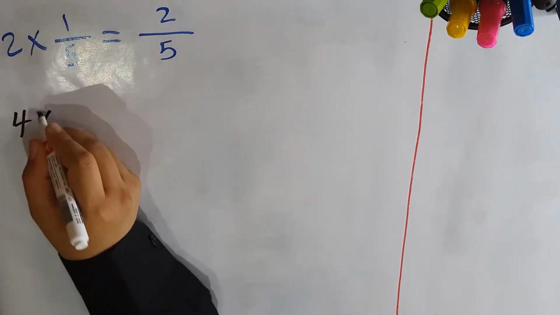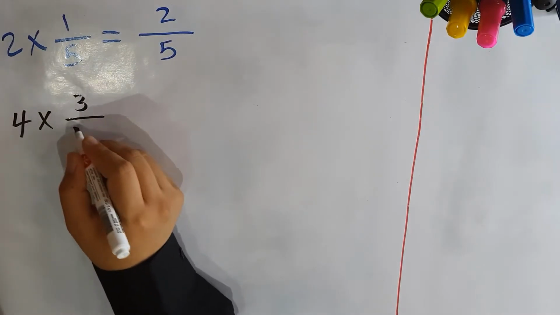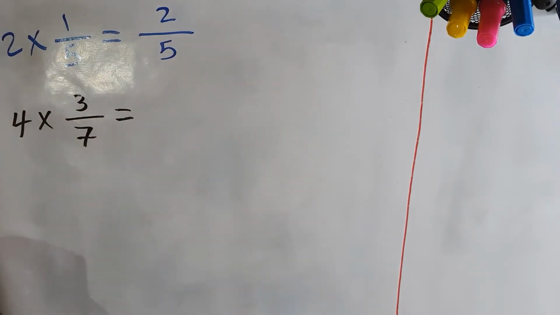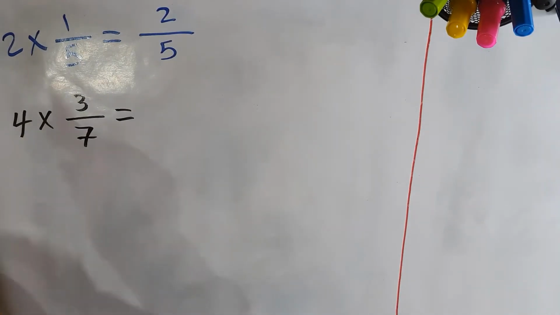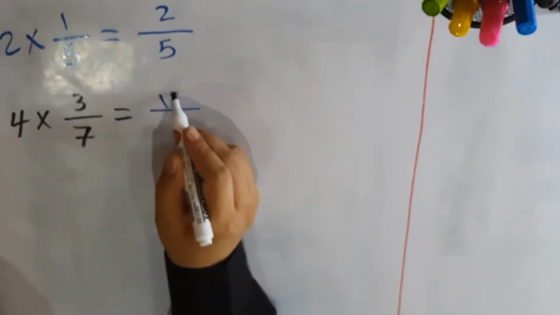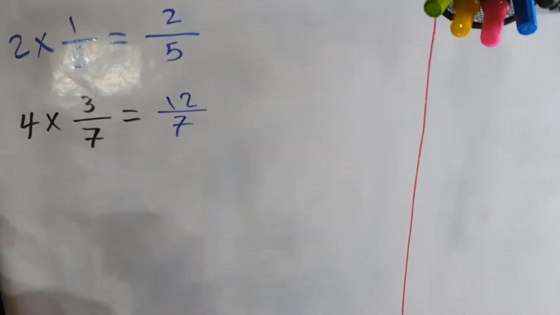4 multiply 3 over 7. We multiply the whole number with the top of the fraction. Then 4 times 3 is 12, and the 7 is the same.